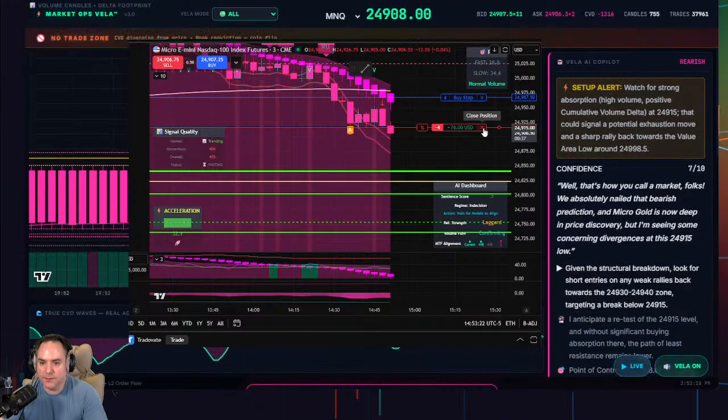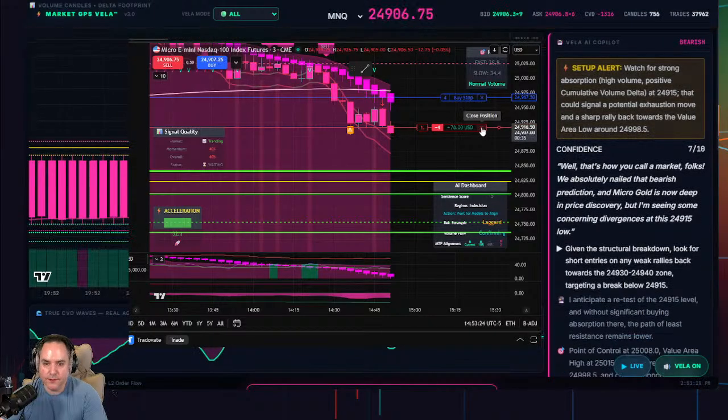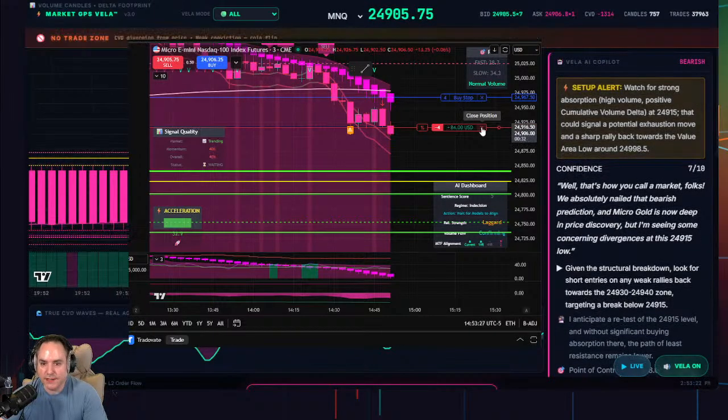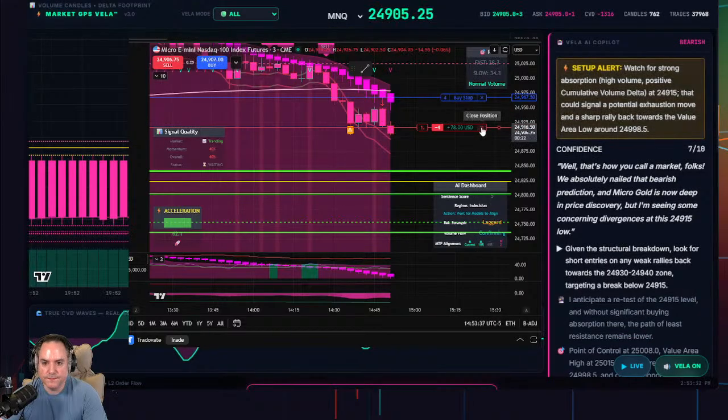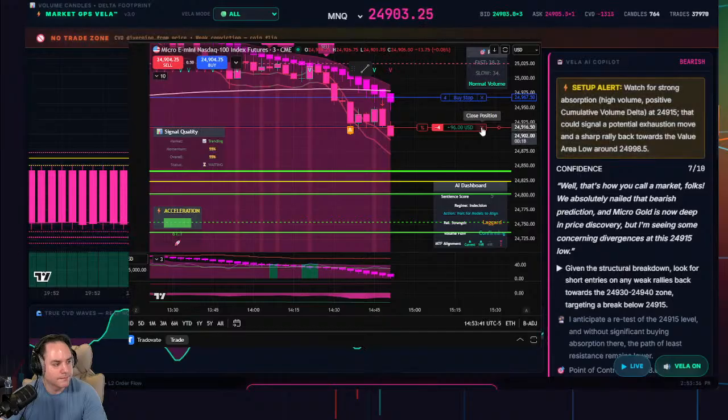There we go. We got some momentum to the downside. Currently in profit. 96 in profit. 84. There's a little bit of volatility, but I think this short looks pretty good. Vela is showing up as being bearish here. So everything's lining up.